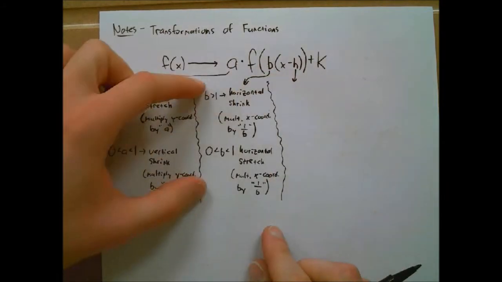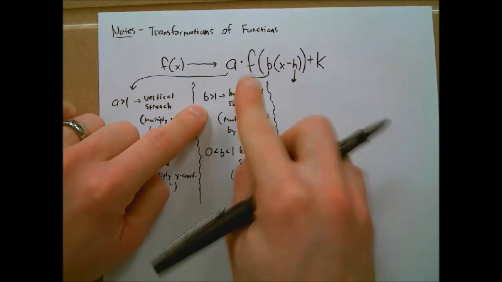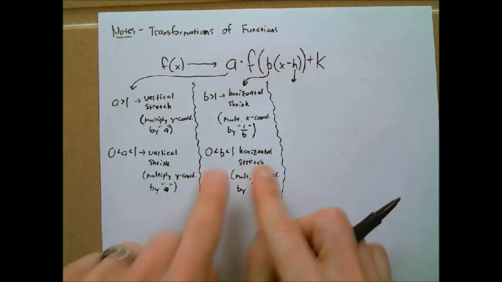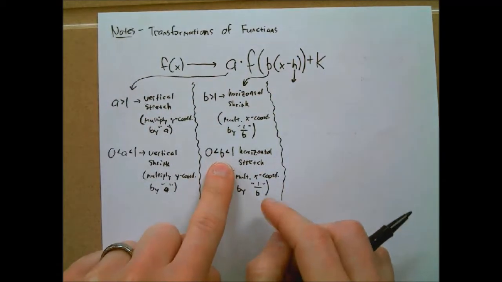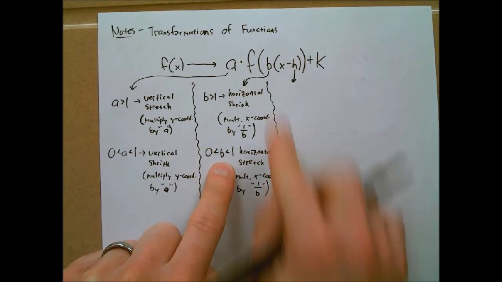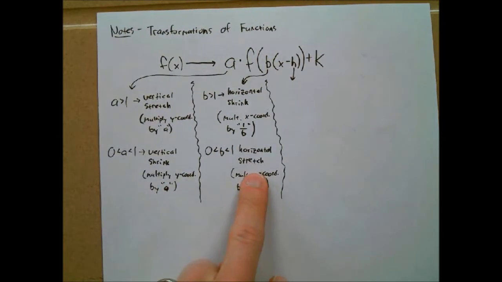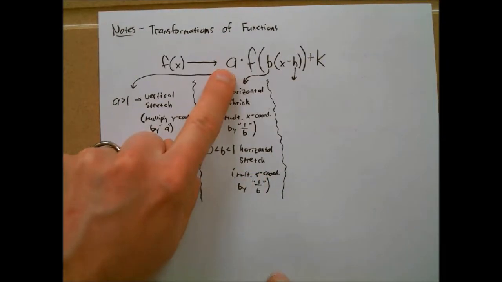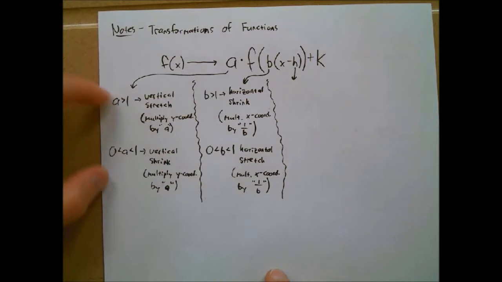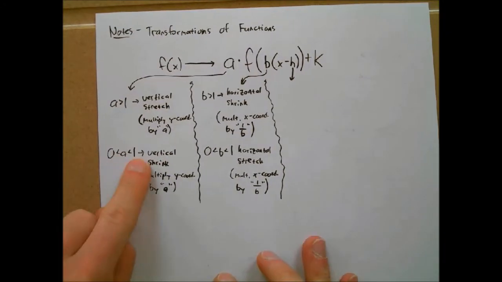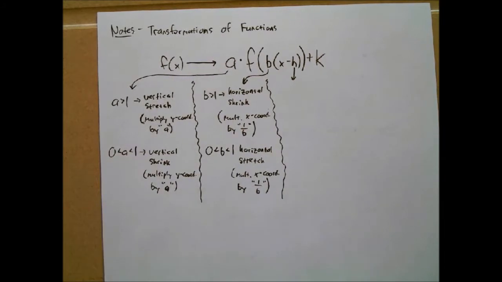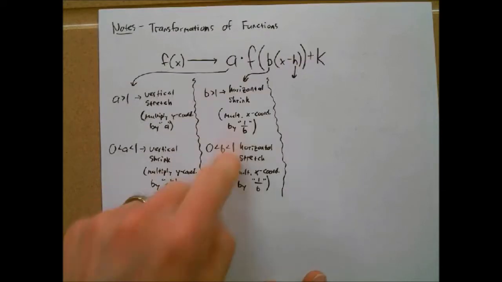When b is bigger than 1, it actually ends up in a horizontal shrink. When b is a fraction, like 1/2 or 1/3, something between 0 and 1, it actually ends up expanding it, stretching it, okay? When we are outside the function, this a here does exactly what we'd expect it to do. If a is bigger than 1, it's a vertical stretch. If a is less than 1 but greater than 0, it's a vertical shrink. That makes intuitive sense. Half of something should shrink it, right? But it's the opposite inside the function, so be careful with that.